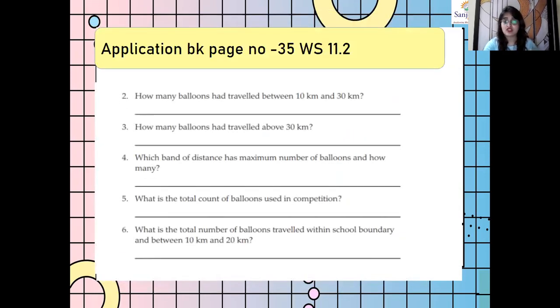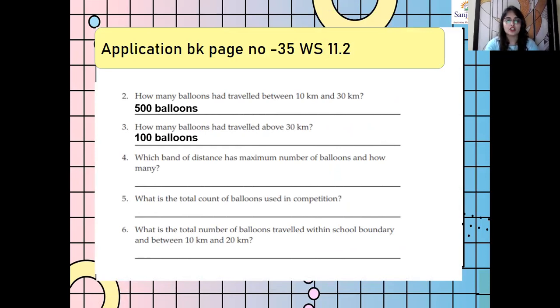how many balloons had traveled between 10 kilometer and 30 kilometer? 5 balloons are given there. So 5 into 100 is 500 balloons. Now look at the third question. How many balloons had traveled above 30 kilometer? Now only one balloon is given. So that means it stands for 100 balloons. So write the answer there as 100 balloons.